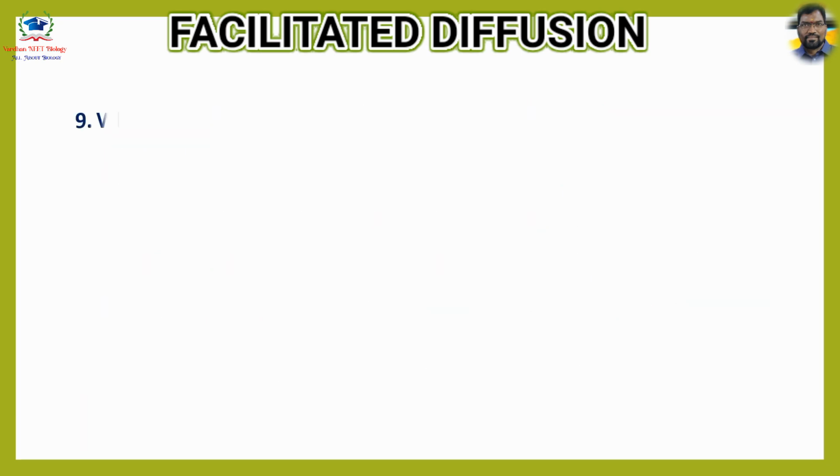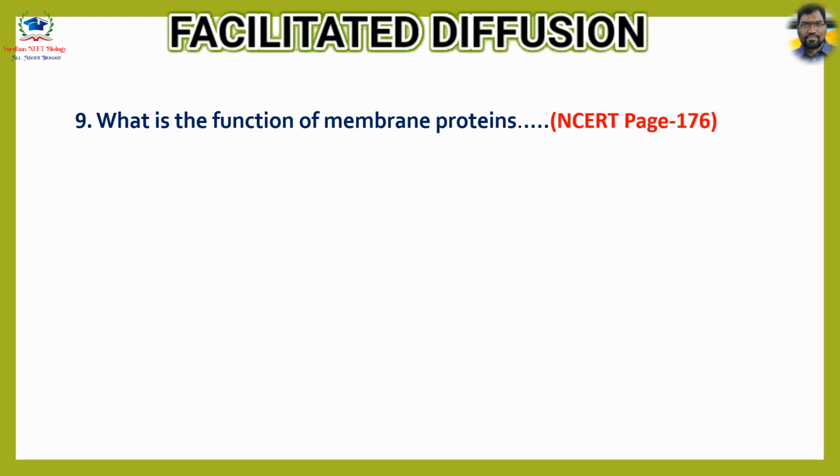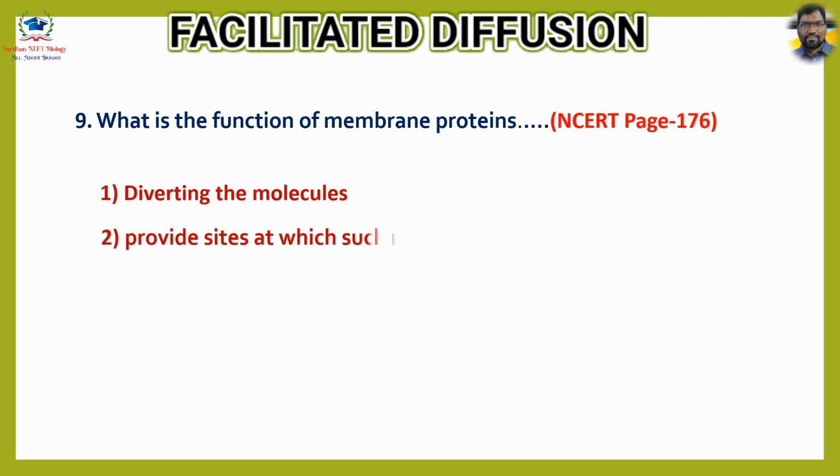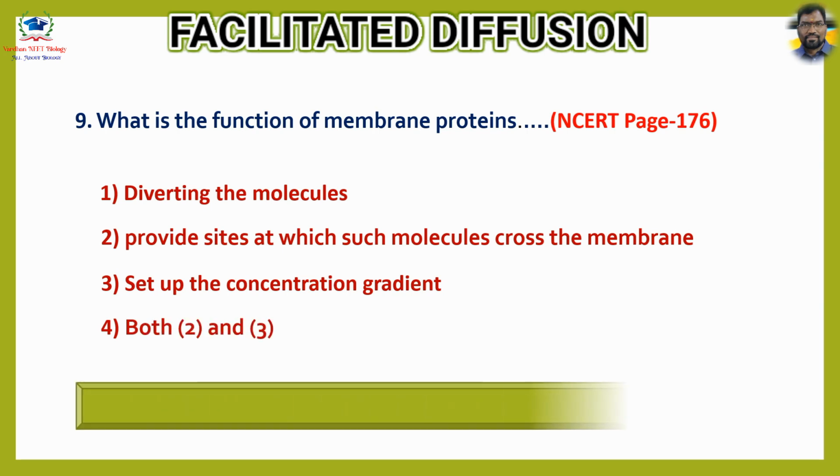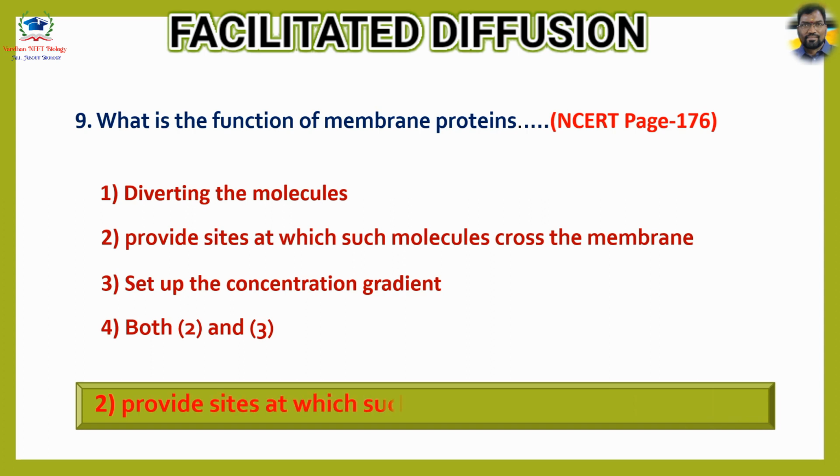Question number 9. What is the function of membrane proteins? Options are 1. Diverting the molecules, 2. Provide sites at which such molecules cross the membrane, 3. Set up the concentration gradient, 4. Both 2 and 3. The answer is option 2. Provide sites at which such molecules cross the membrane.